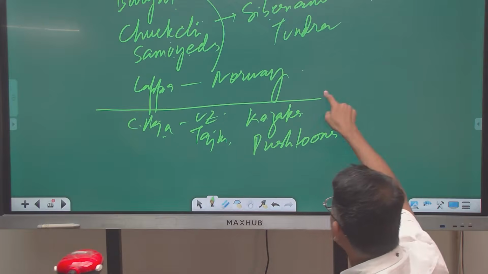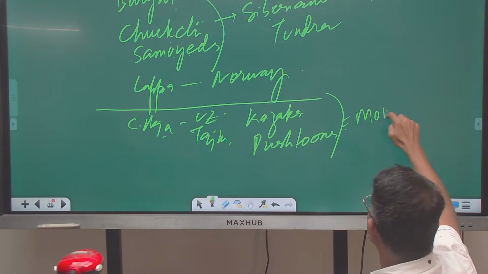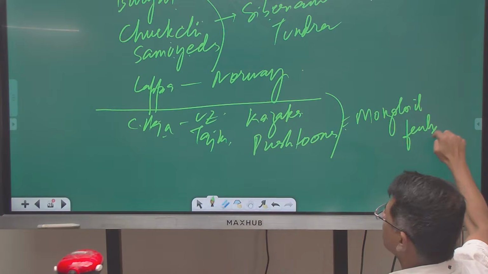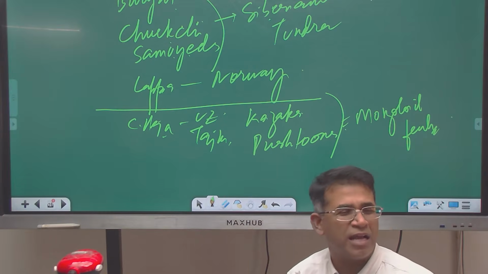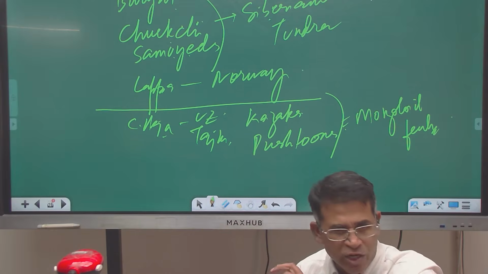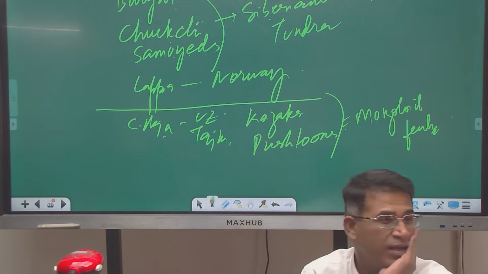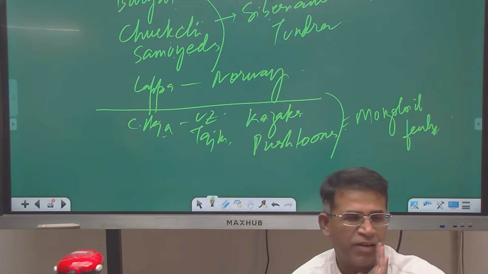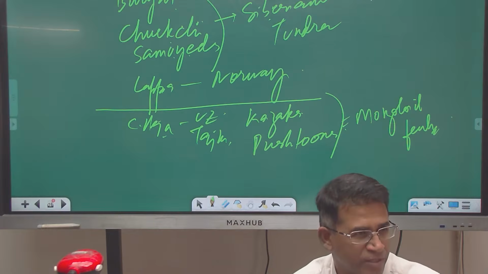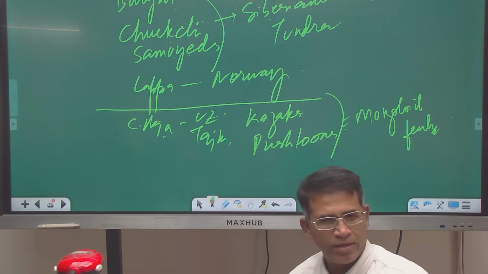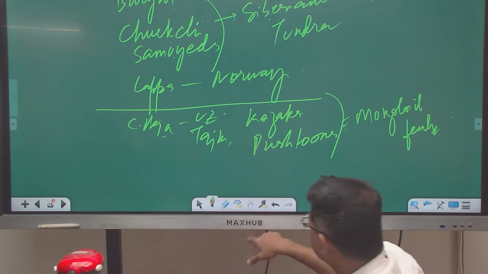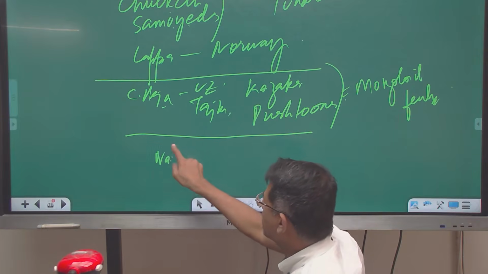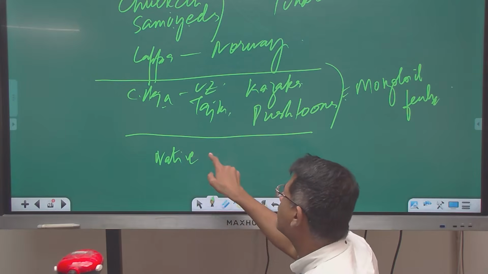So these have again Mongoloid features. Uzbekistan, Tajikistan, Kazakhstan, Central Asian belt. Turks, no. Turks are different. They are more of Caucasoids. Okay? So this plus the native Americans.